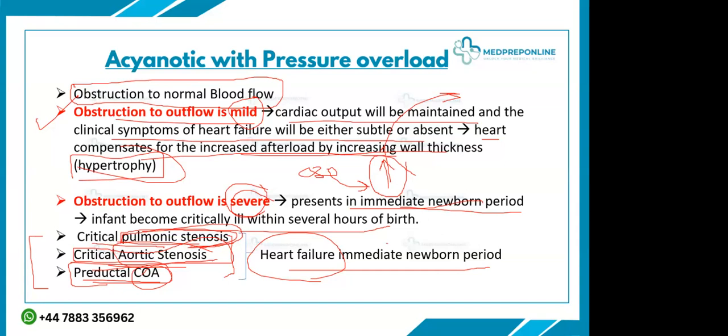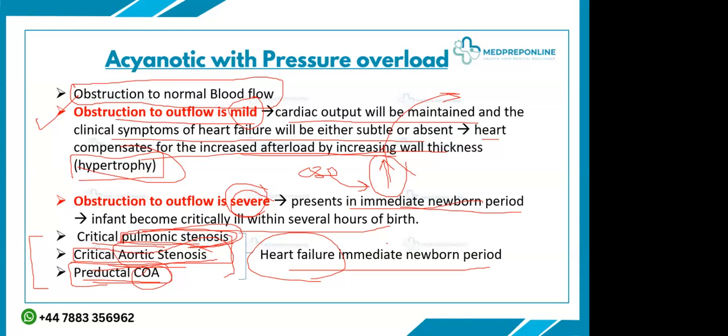So there will be very low systemic circulation. There will be no systemic circulation. No blood is going to the aorta and from there to the upper and lower body. So that's how the baby is going to present with heart failure. There will be low palpable pulses, tachycardia and hypotension.